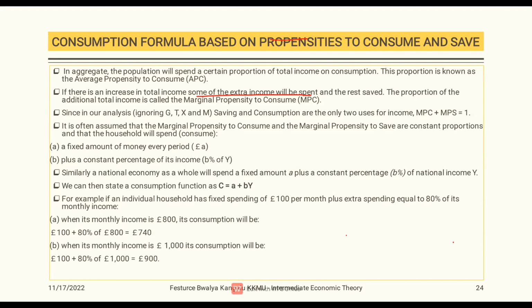If the income increases, some of the extra income you are going to save. The fraction of additional income consumed is what is called the marginal propensity to consume, sorry. So in short, marginal propensity to consume measures the relationship. I would rephrase it as: it tells us how much we actually consume with an increase in income.